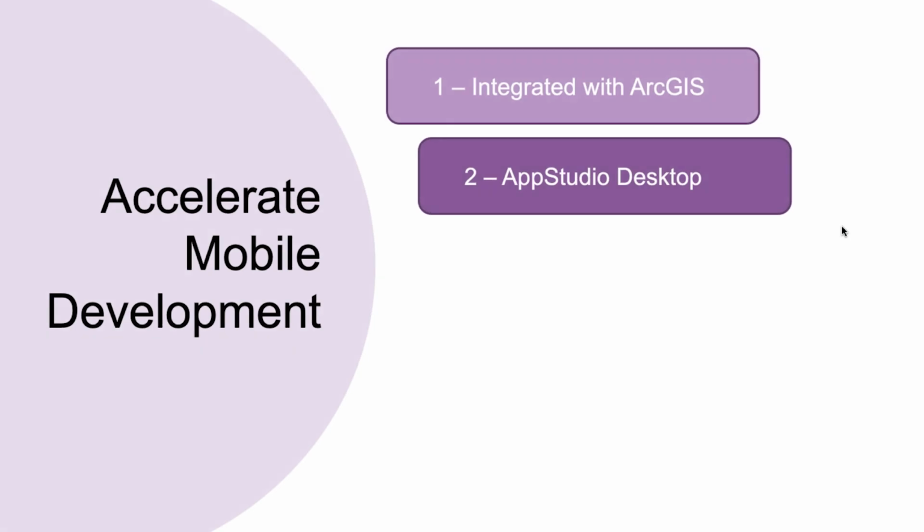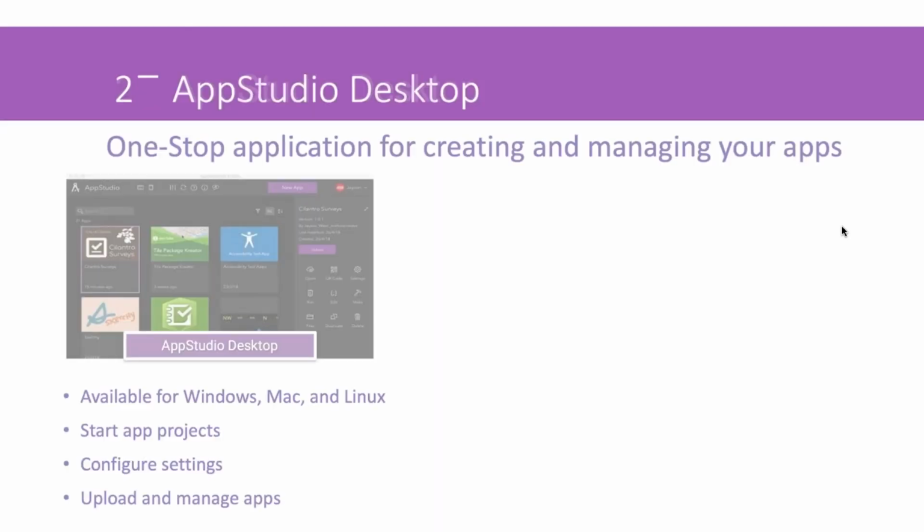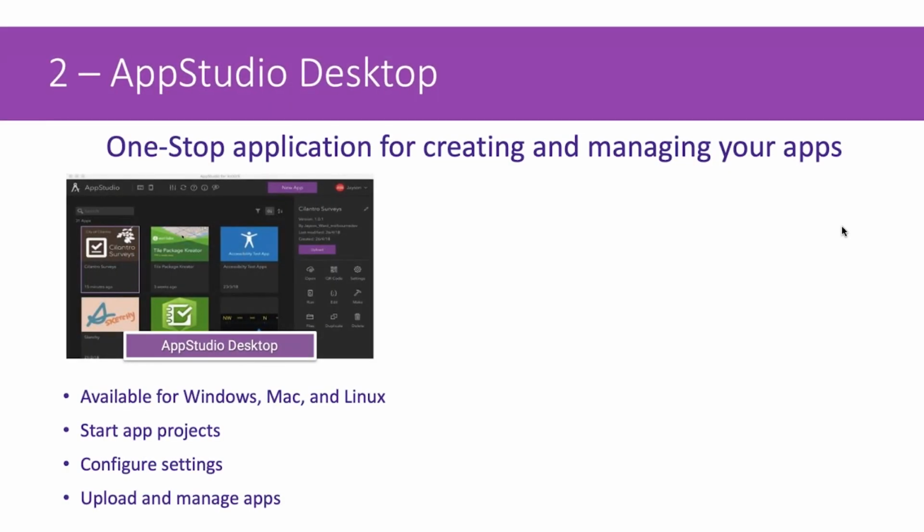All right, number 2, a way to accelerate is by the use of ArcGIS Desktop. Now, ArcGIS Desktop is really a one-stop application for creating and managing your apps. It's an application you can download from Esri website. It's available for Windows, Mac, and even Ubuntu Linux. It allows you to start your app projects, create new projects, configure settings, upload and manage those apps.